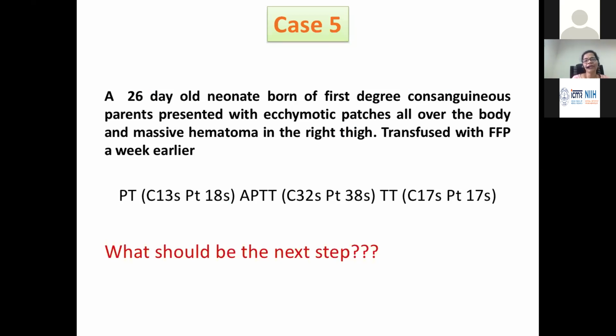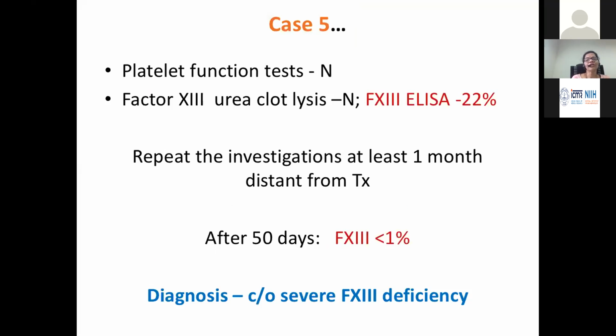There is a definitive history of bleeding here. There is a hematoma, patches all over the body, first degree consanguinity, and the child was transfused. Platelet function normal. Your urea clot lysis was normal as well.